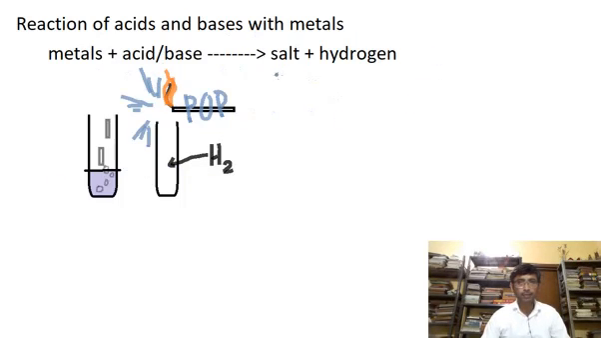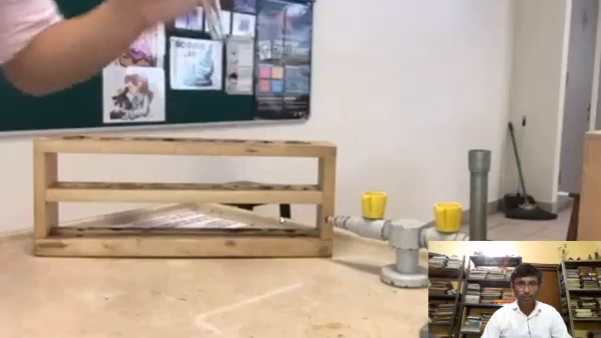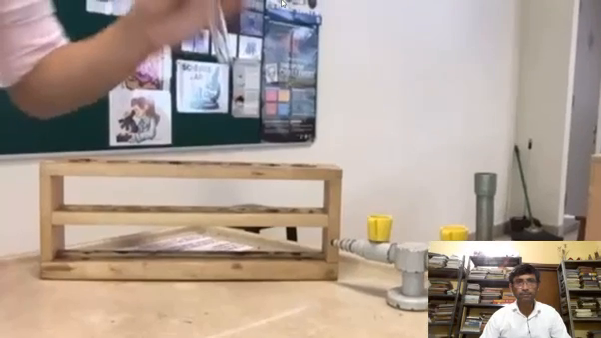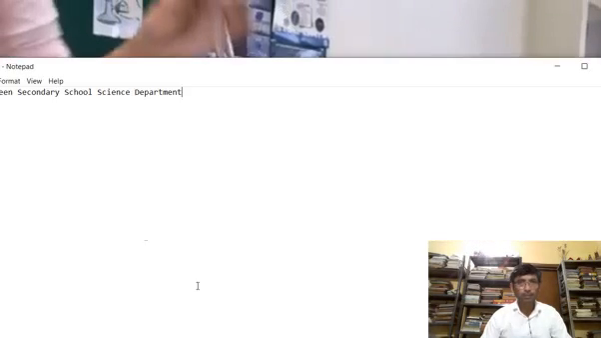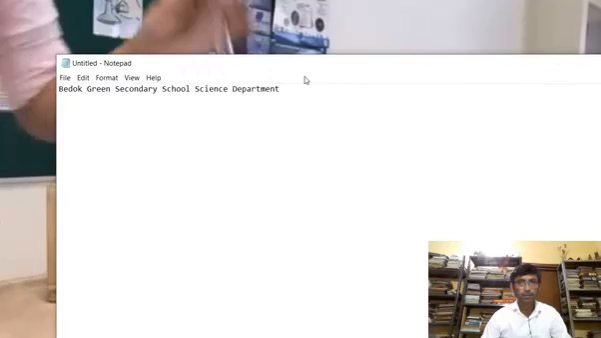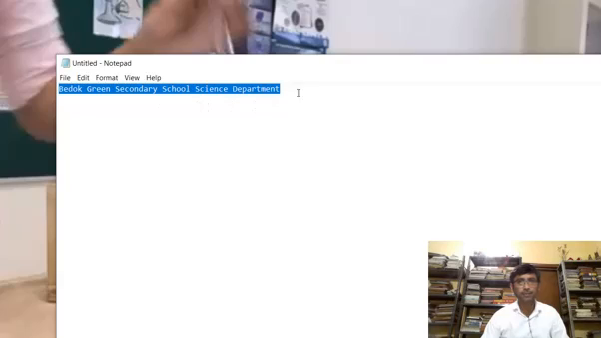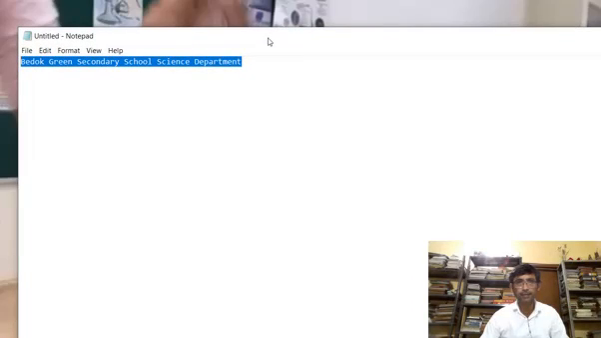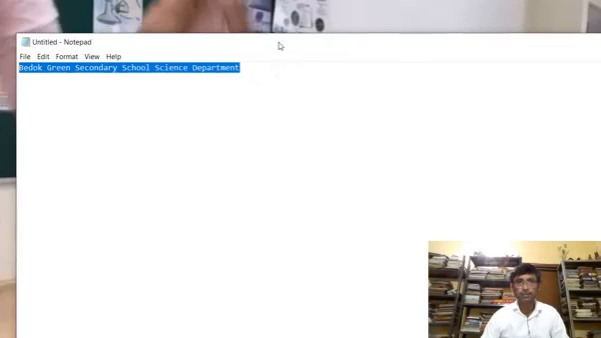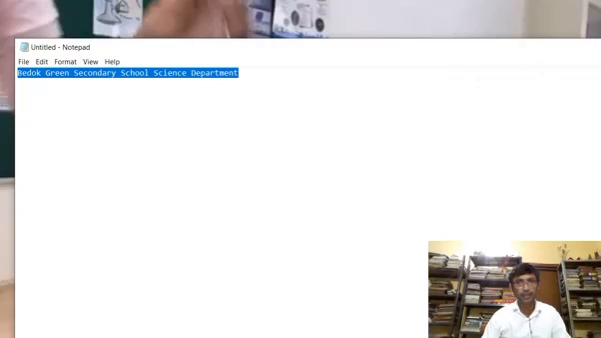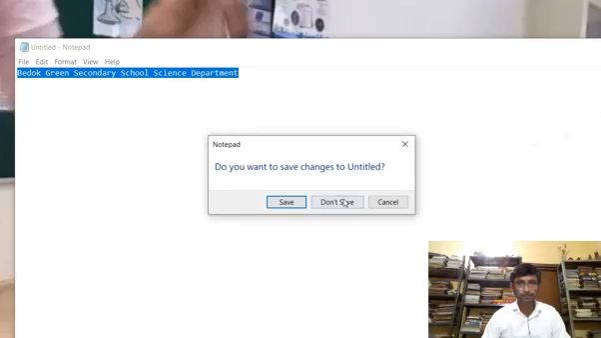So we'll just take a look at this demo of this experiment. The experiment that we are going to show you here is actually taken from the Bedok Green Secondary School Science Department. They have performed this experiment and they have loaded it up on YouTube, and we are going to just use that experiment that they have performed so well in front of you.